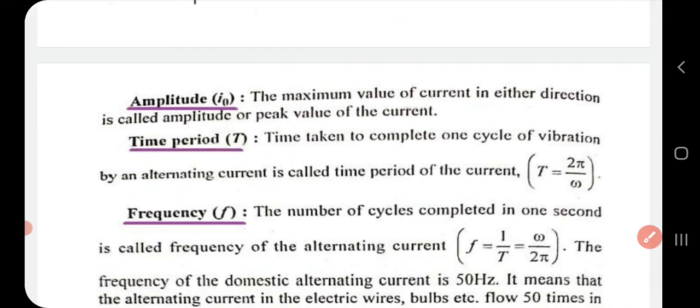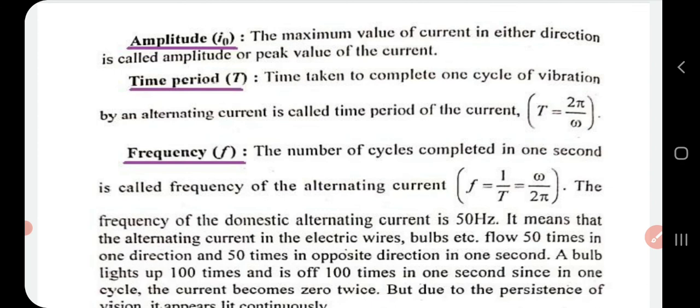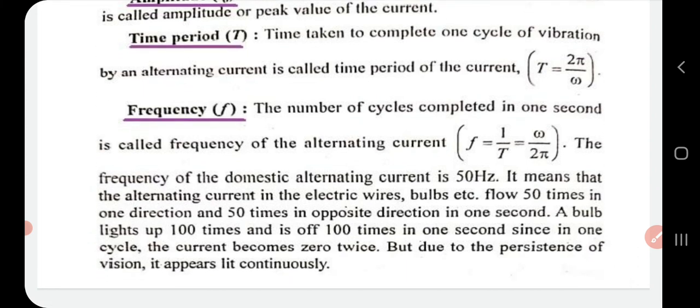Then what is time period? The time taken to complete one cycle of vibration. Then frequency is the reciprocal of time period, or the number of cycles completed in 1 second. We know that for domestic appliances, the alternating current frequency is 50 hertz. That means the AC in electric wires, bulbs, etc. flows 50 times in one direction and 50 times in the opposite direction in 1 second. That is the meaning of the term 50 hertz frequency.